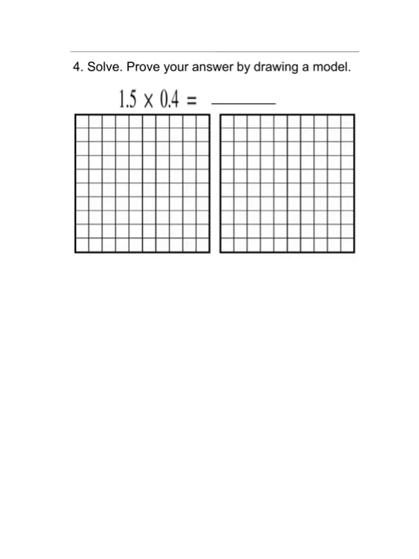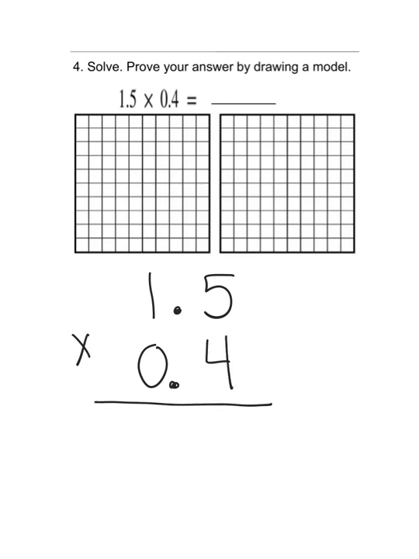Next, we're going to look at question number 4. This tells us to solve and prove our answer by drawing a model. We're going to multiply 1 and 5 tenths times 4 tenths. Now remember, when you multiply a decimal times a decimal, you need to pay attention to your place value.